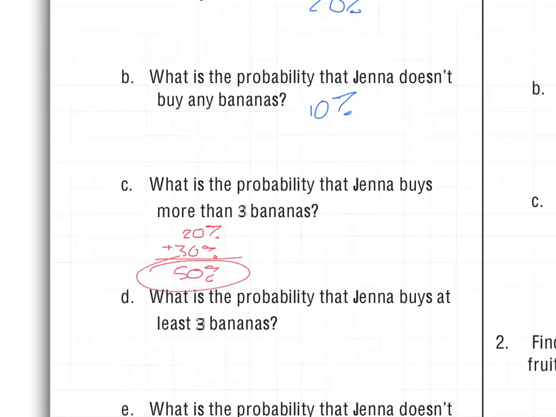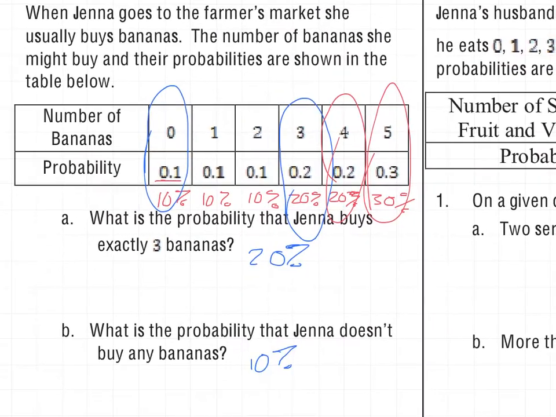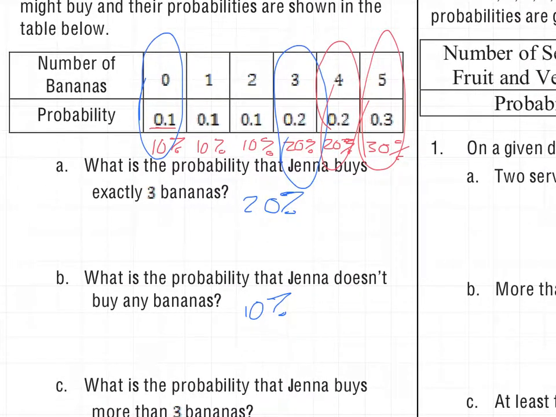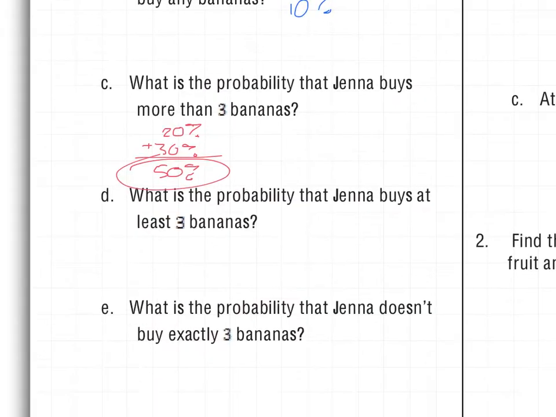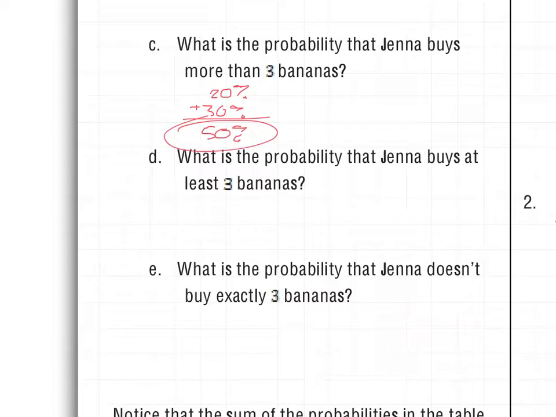What is the probability that she buys at least 3 bananas? And so that's that language that we've seen before, at least 3. That is inclusive of 3. 3 or more would be another way to say this. So when we come over here and we look at this, now we can include this 20% as part of our work. And so it's 20% plus 20% plus 30%.